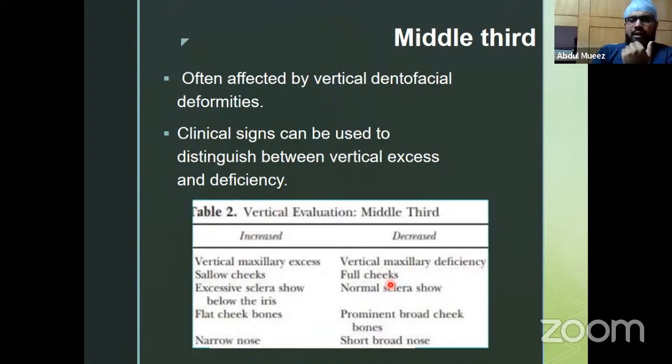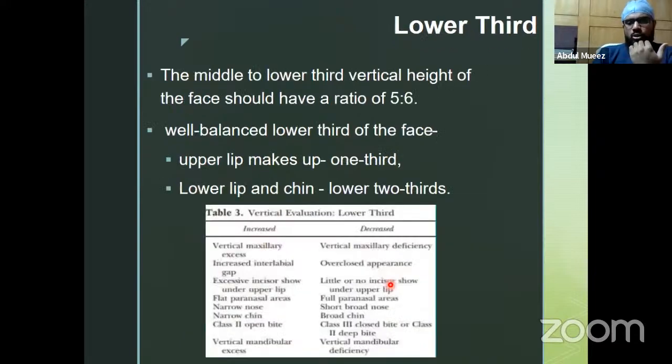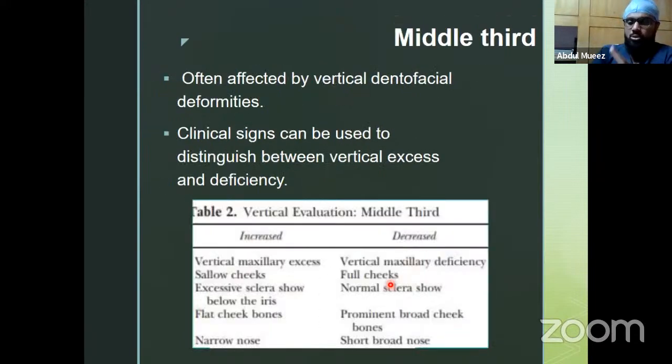So in the middle third, what I was talking about is the middle third. It usually will not be in the vertical maxillary axis. That is from the nose tip to the upper lip. That's what I have discussed.